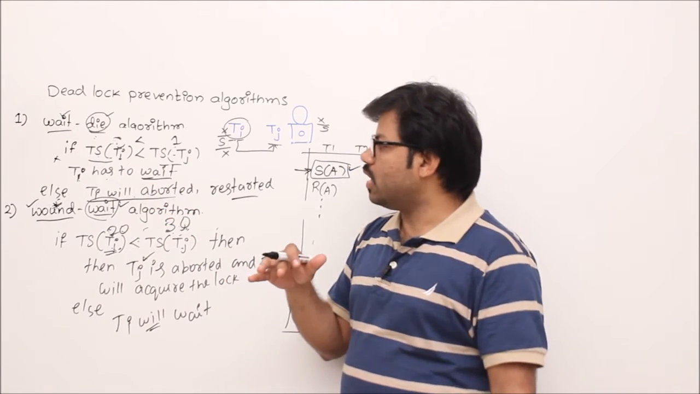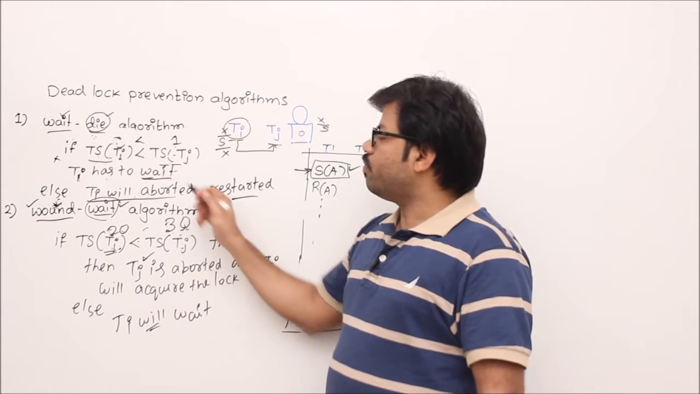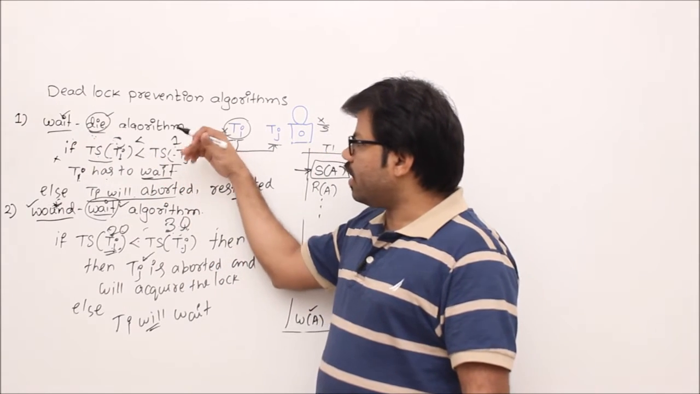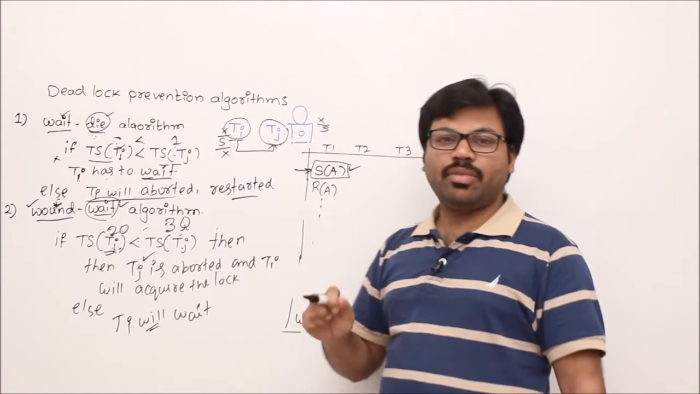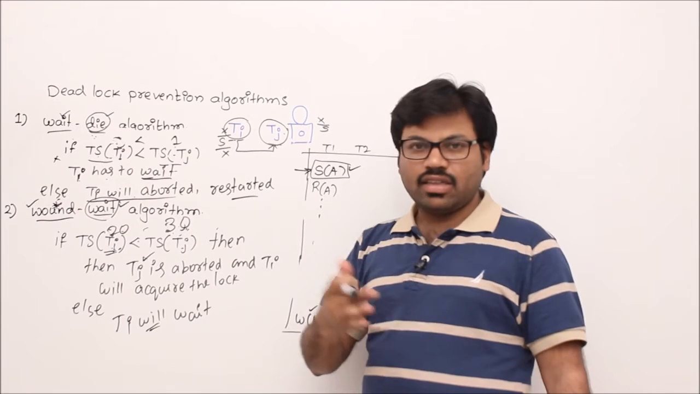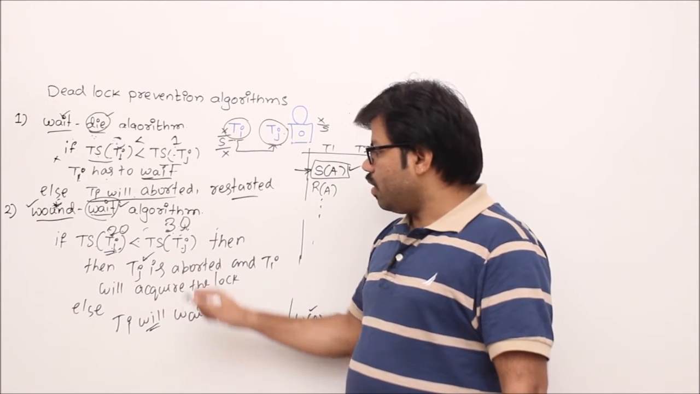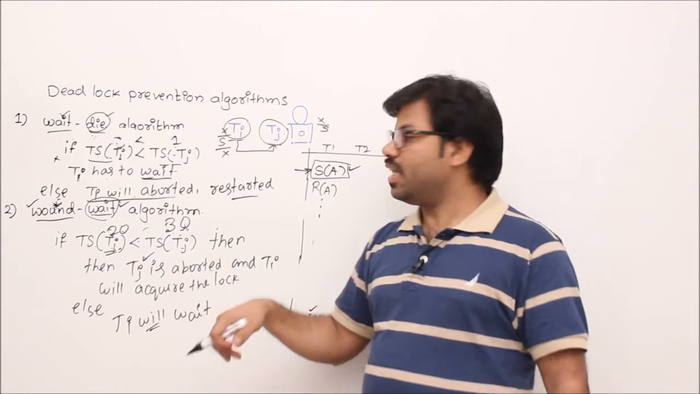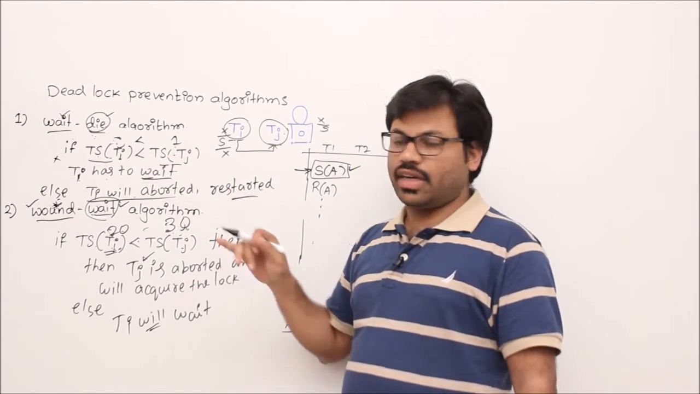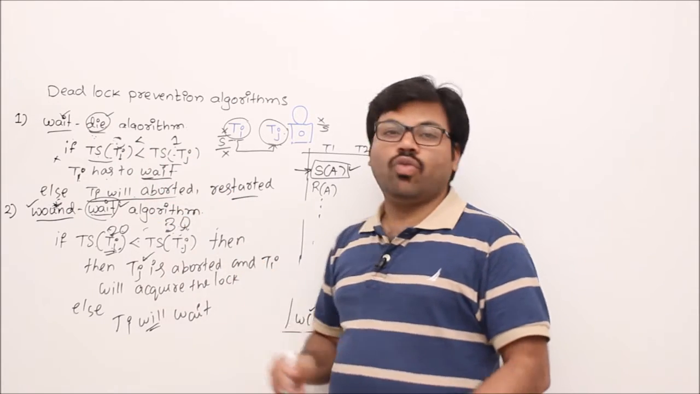And one more thing you see here in the wait-die algorithm: we are not at all touching, for example, TJ. TJ was holding the lock, correct? That means TJ was running on the computer. Then in the wound-wait algorithm, we forcefully took the locks from TJ, correct? But here there is no forcefulness. So there is a small difference between the wait-die algorithm and the wound-wait algorithm.